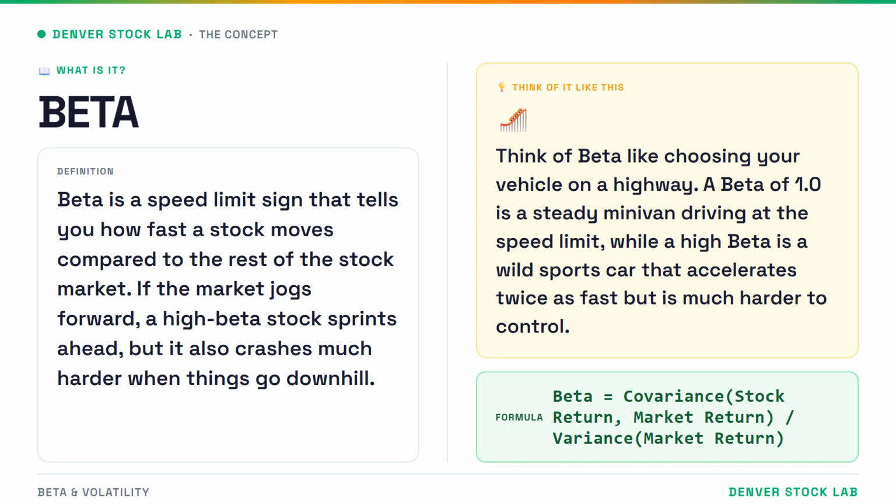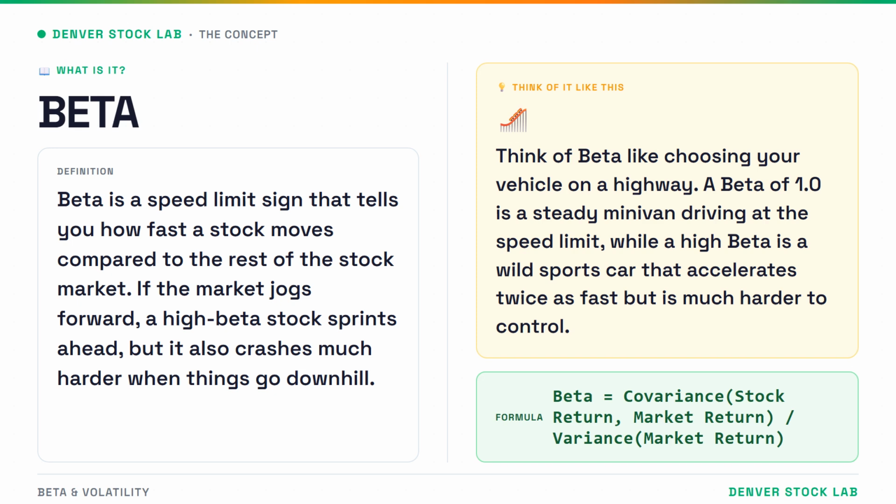You feel like an absolute genius. But if the market encounters a bump and drops by 10%, that sports car does not just tap the brakes. It crashes violently, plunging down by 20%. It delivers double the pain of the average market downturn.